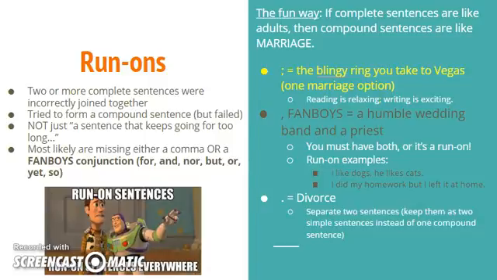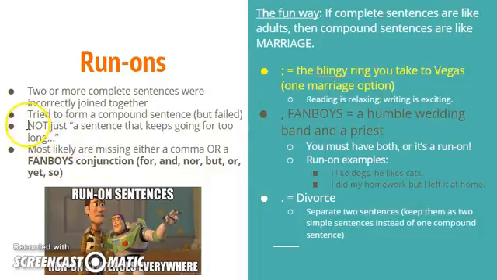And our third topic with complete sentences is run-ons. And here's where it starts to get a little fun. Run-ons are when we have two or more complete sentences and we tried to put them together into one sentence, but we did it wrong. It's two sentences that were joined together incorrectly. They tried to form a compound sentence but failed.